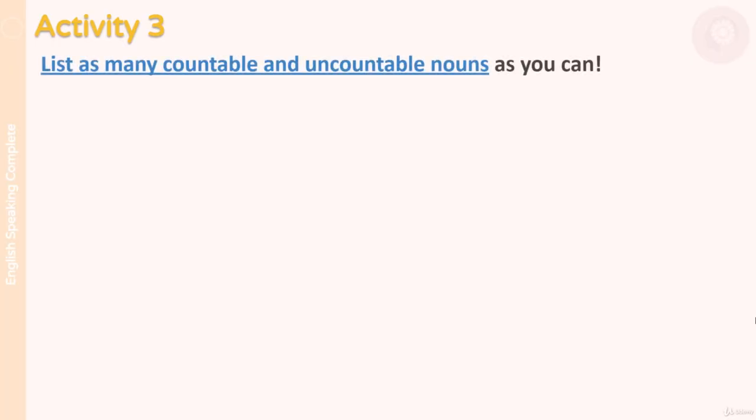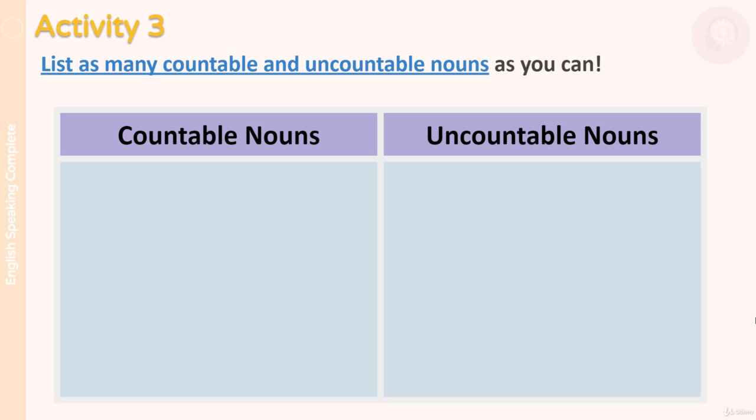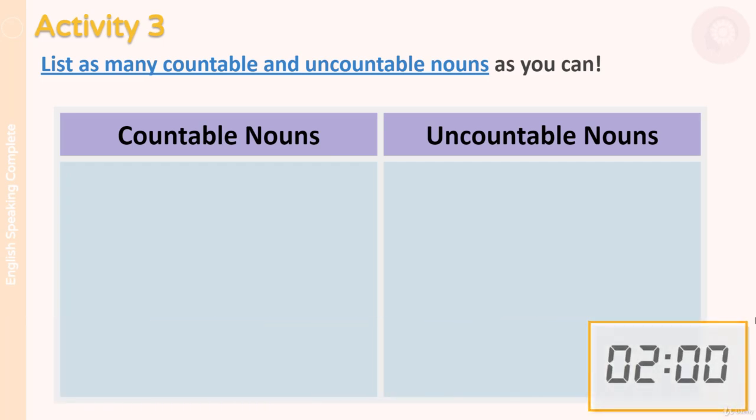Okay, so list as many countable and uncountable nouns as you can. Just an activity to see how far you can get. Why not also post what your totals were in the Q&A section at the end of the lesson? So what I'd like to do is just jot it down on a piece of paper and try and be as accurate as possible. If you want to try and check them using a search engine, then go for it. But see how many you can get in 2 minutes, and you can start now.